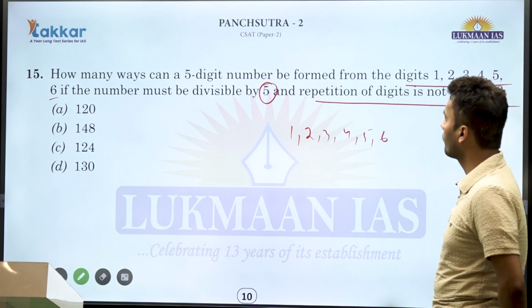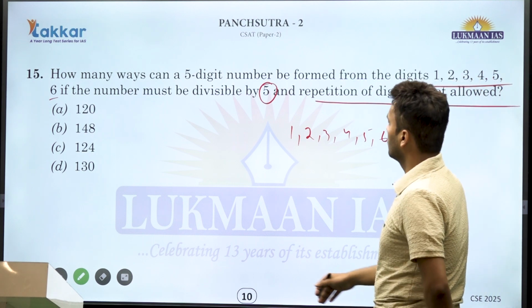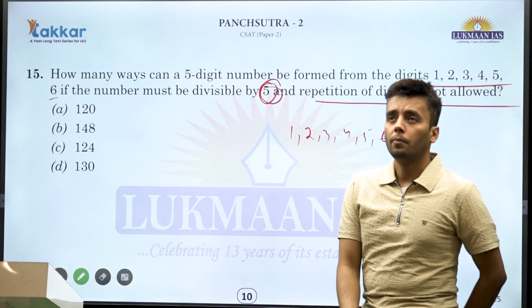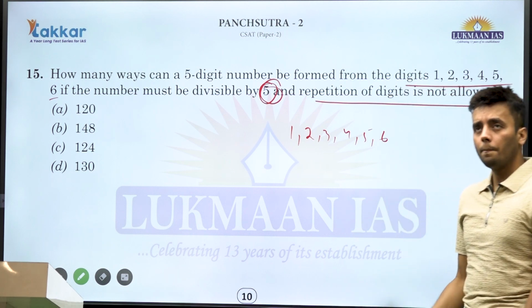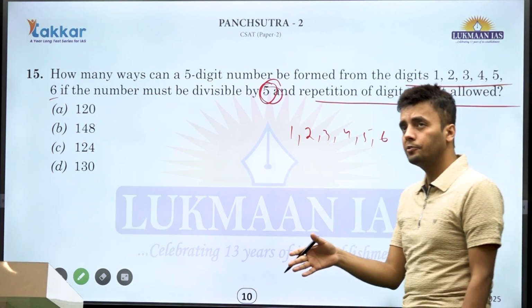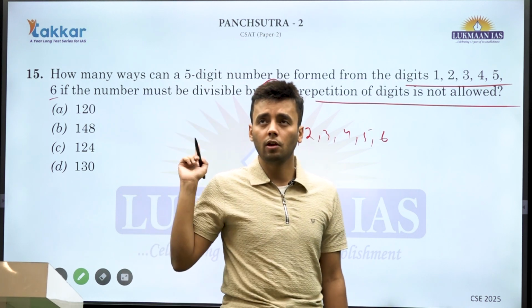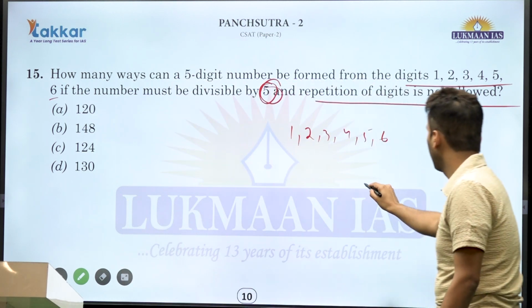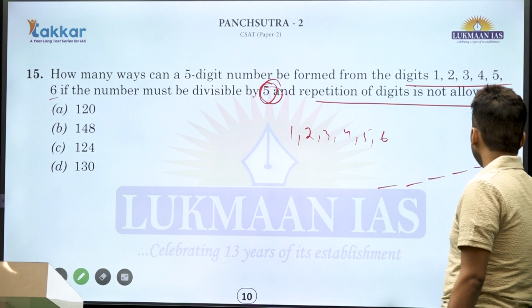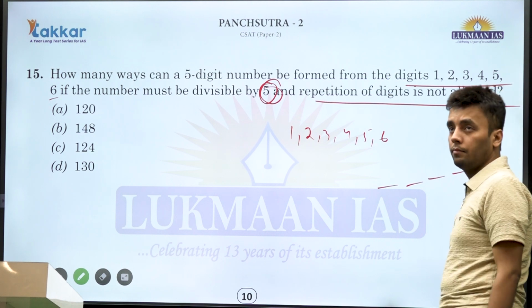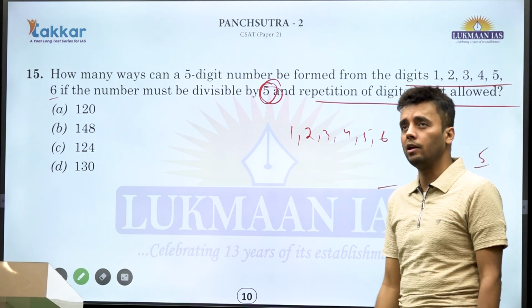We need to form a 5-digit number that should be divisible by 5. Based on the divisibility rule, a number will be divisible by 5 if it has 0 or 5 at its last place. Here we do not have 0, so the last place must be fixed as 5. Then only this number will be divisible by 5.